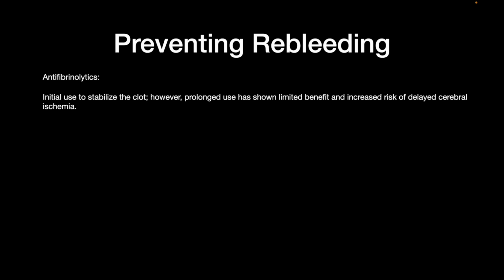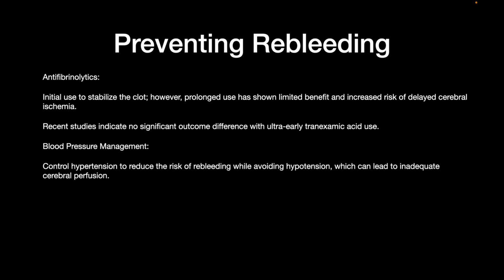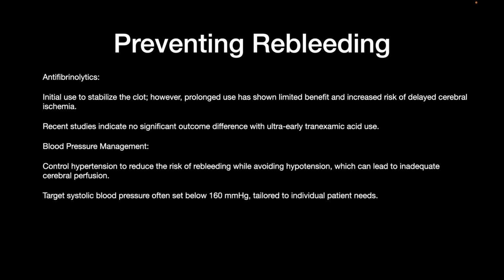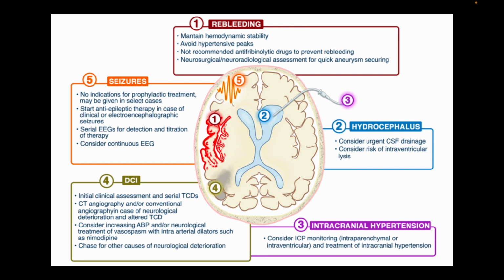However, prolonged use has shown limited benefit and increased risk of delayed cerebral ischemia. Recent studies indicate no significant benefit in outcome with ultra-early tranexamic acid. Now, blood pressure management is very important. Control hypertension to reduce the chance of rebleeding. Target a systolic pressure of less than 160, tailored to the patient's needs. Guidelines recommend securing the aneurysm as soon as possible to reduce the risk of rebleeding and maintain hemodynamic stability. So these are the various complications: rebleeding, seizures, hydrocephalus, intracranial hypertension, and delayed cerebral ischemia.